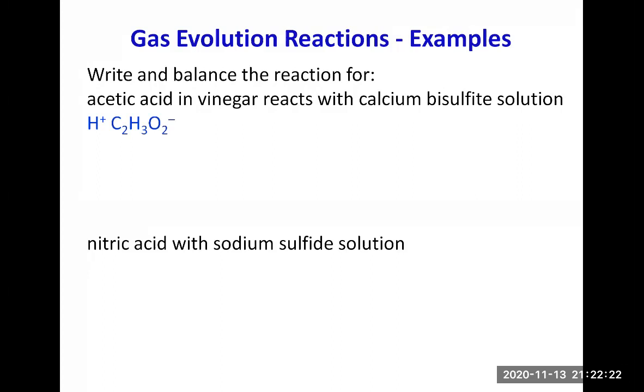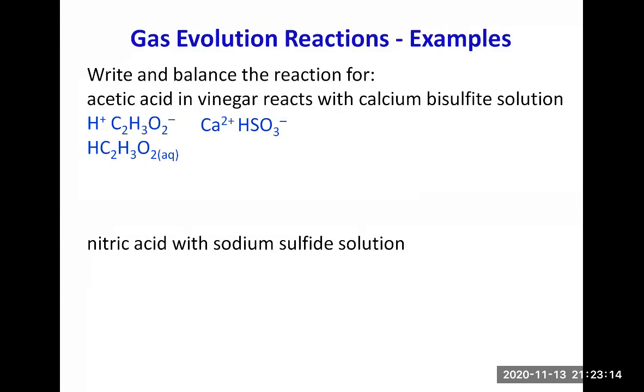It's C2H3O2 negative 1. And it's an acid, so that means it's combining with the H plus. When you combine H plus with the acetate ion, it makes the acetic acid, and the formula is HC2H3O2, and that's aqueous because acids are always aqueous. Reacts with calcium bisulfite. So calcium is a Ca2+ because it's in group 2A, so it's a 2+ ion. And then the bisulfite is HSO3 -1. It comes from the sulfite, which is SO3 -2, but you add an H to it, and that's the bisulfite.